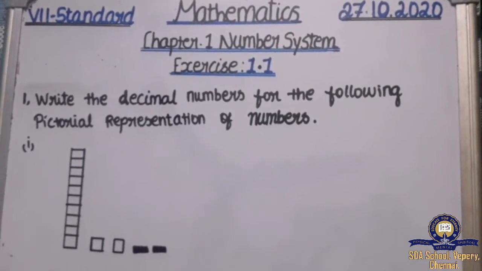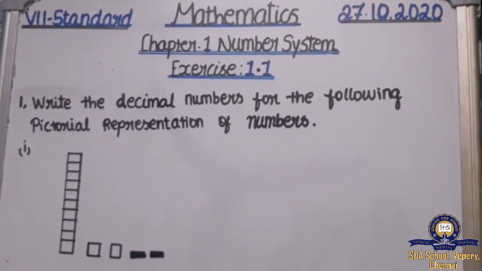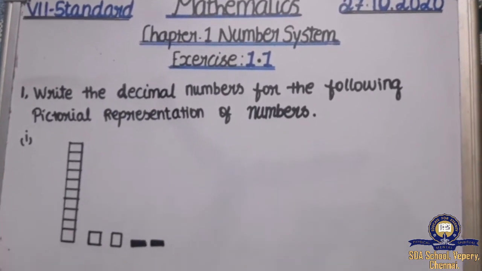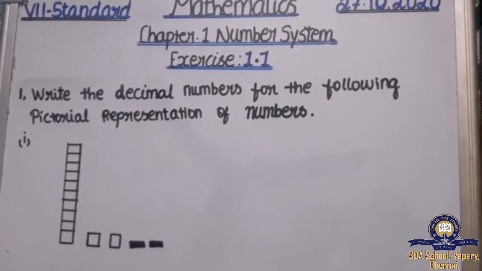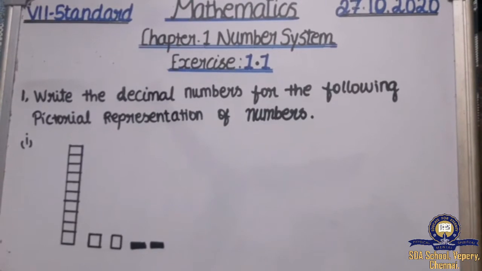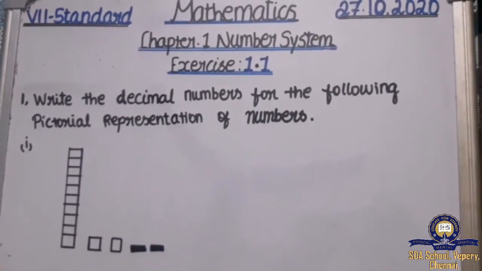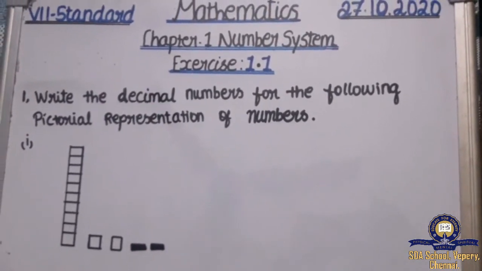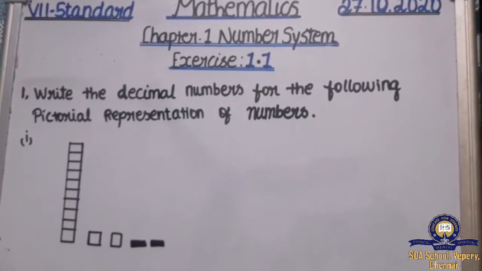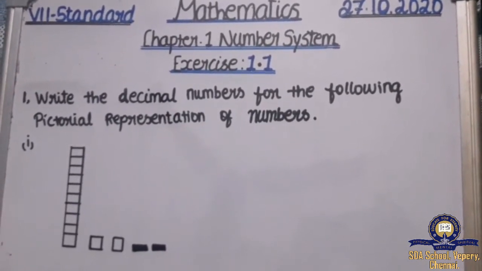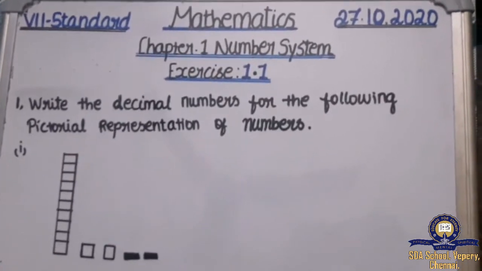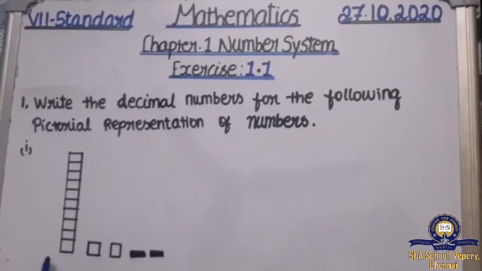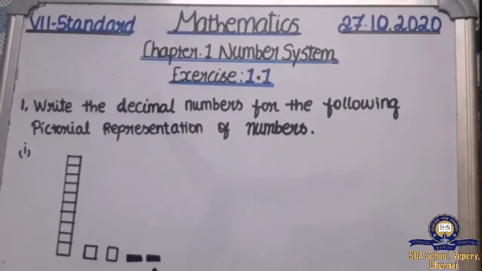Now we move on to the problems in exercise 1.1. What is the first problem given here? Write in decimal numbers for the following pictorial representation of the numbers. So here they have given some pictures, and we need to write the decimal numbers. Observe the following picture, which represents the ones, tens and tenth place. We already know what is meant by ones, tens, hundreds. Which picture represents the ones, which the tens and which the tenth place? Yes, this represents the ones place, this represents the tens, and this represents the tenth place.